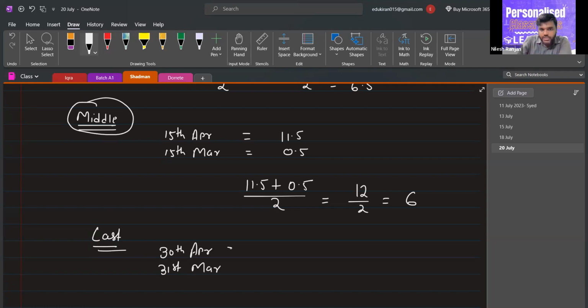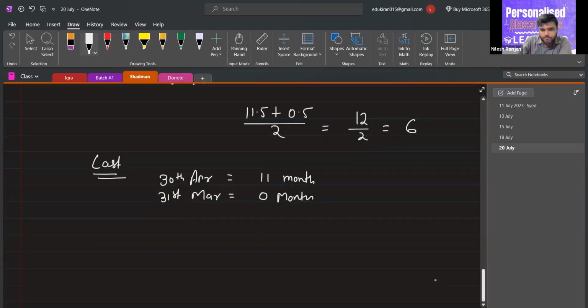So from 30th April, there is only 11 months. And from 31st March, there is 0 months. So we won't count days in this. We won't count days, we'll count only months.